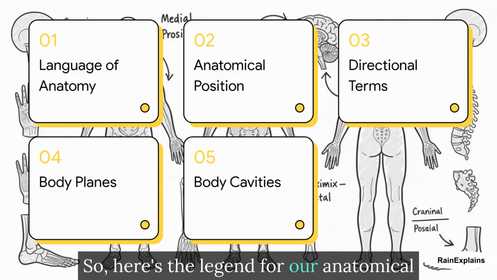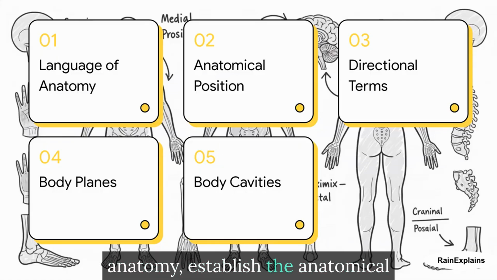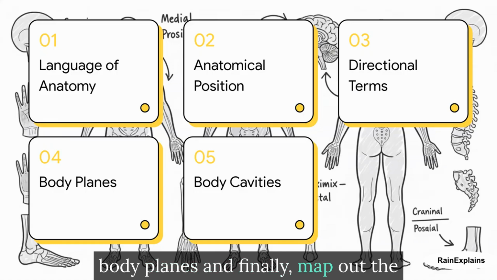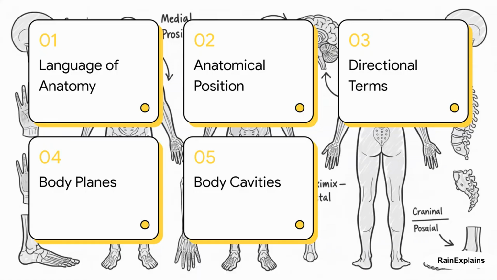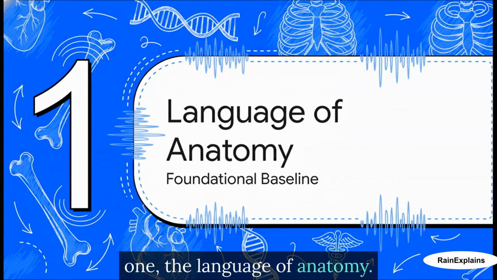So here's the legend for our anatomical map today. We'll kick things off with the language of anatomy, establish the anatomical position, really dig into navigating directional terms, slice the grid with body planes, and finally, map out the body cavities and regions. All right, let's jump straight into Section 1, the language of anatomy.